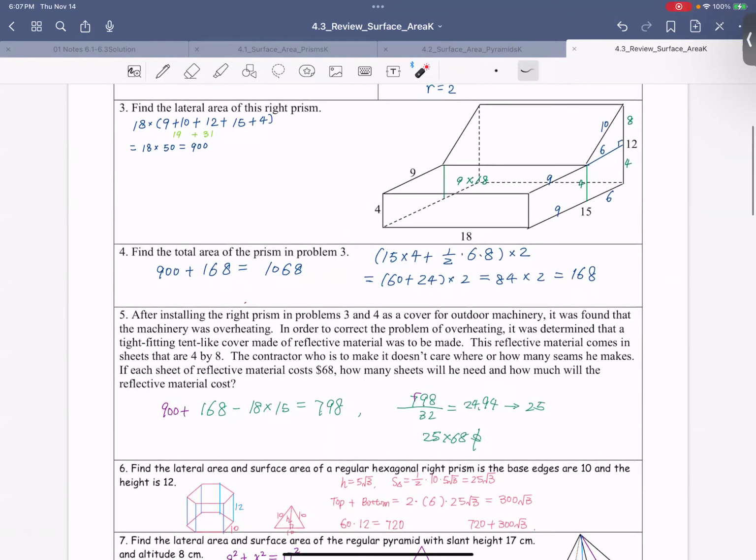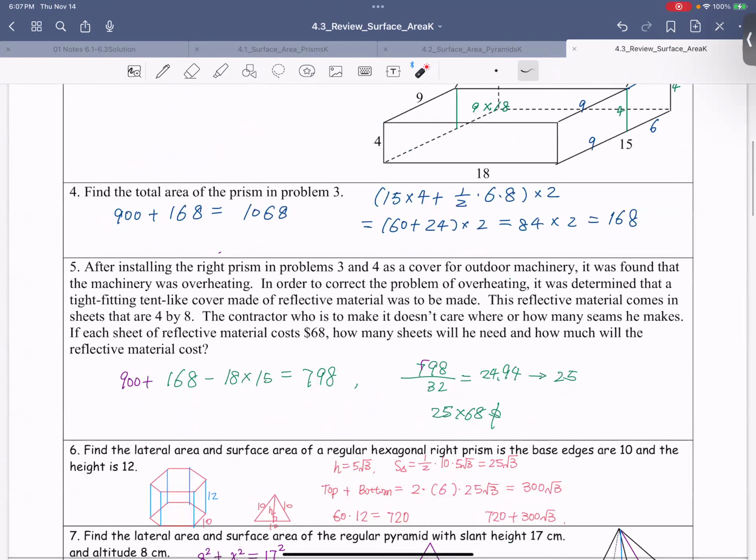Number 5. This is one of those word problems. Okay? Let's see here. Emma, you can read the question quickly, please. Wait, you want me to read out loud? Yeah, just read aloud. You can read quickly. Go.